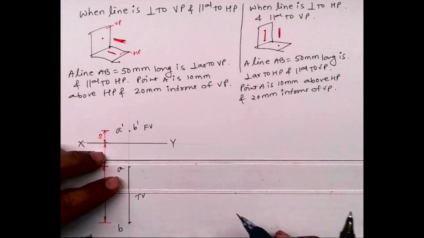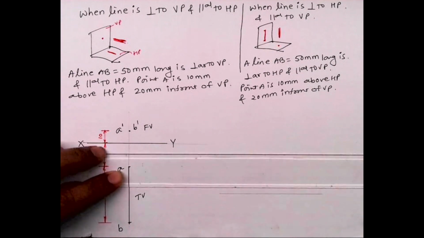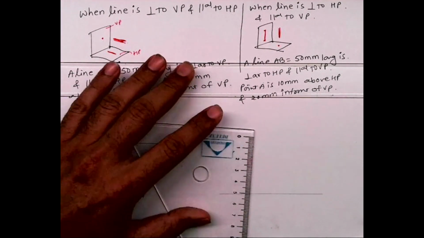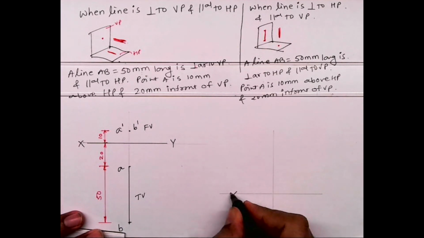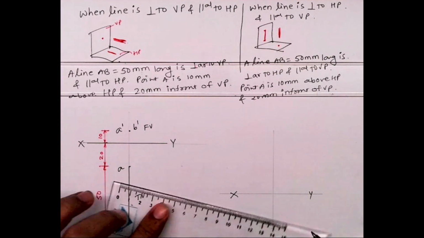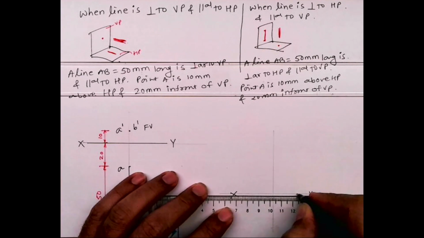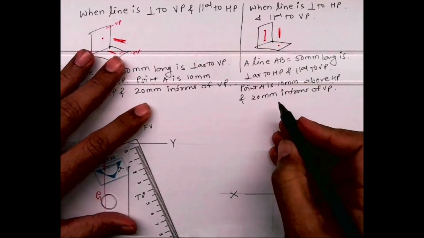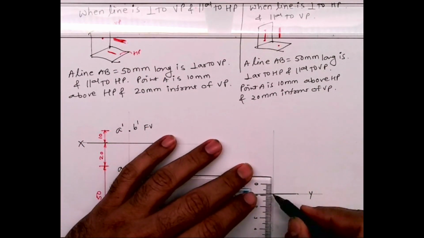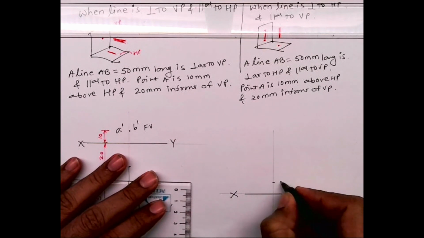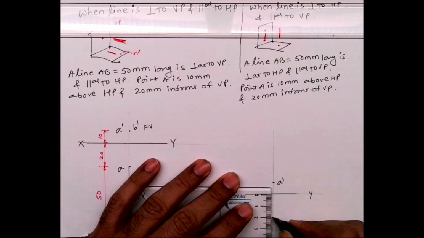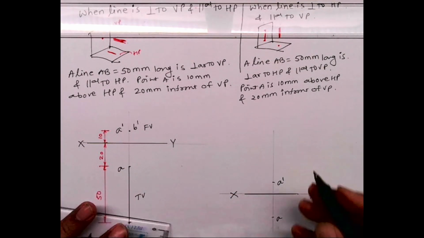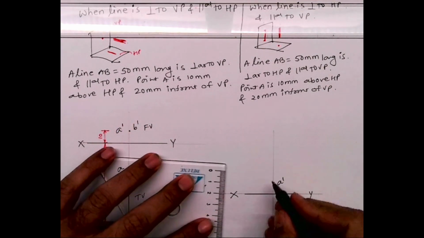So what I need to do, I will draw the XY line. Now first I will mark points. So this is X, this is Y. You draw a horizontal line. Now 10 mm above HP. Whenever they say above HP, above the XY line, that is A dash. And 20 mm in front of VP, so it will be 20 down, A. Now line AB is how much long?